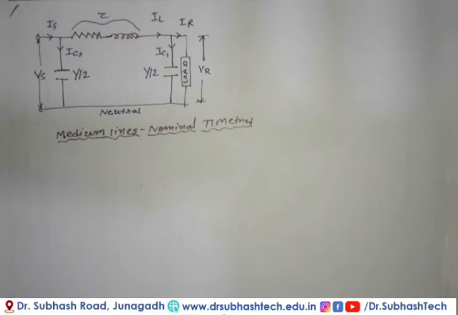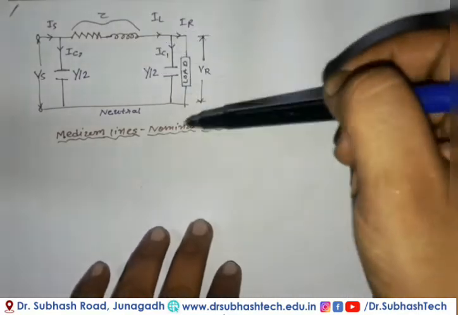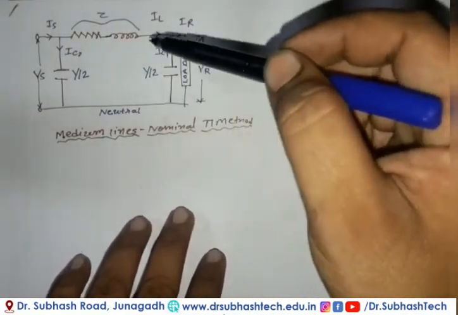Today is our lecture on finding the ABCD parameters of the medium transmission line and the long transmission line. In a previous lecture, we studied how to find the ABCD parameters of the short transmission line and the medium transmission line with the T method. Now here we see the equivalent circuit of the medium transmission line. There is a pi network in the figure.